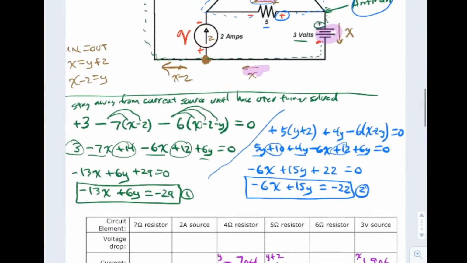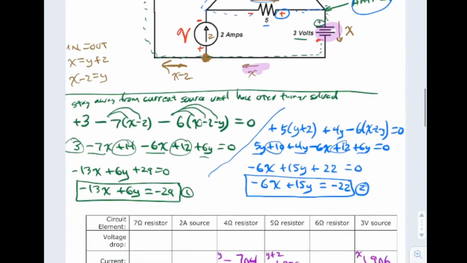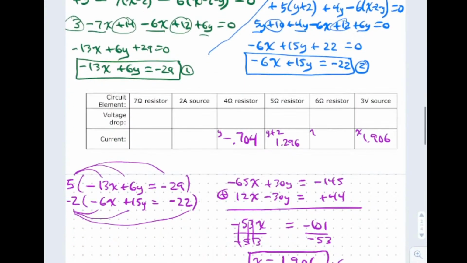What's going through the 6 ohm resistor? X minus 2 minus y. Oh boy. So I take my x, which is 1.906, I subtract 2, and then I subtract a negative 0.704. Again, use the negative, and end up with a 0.610 actually.